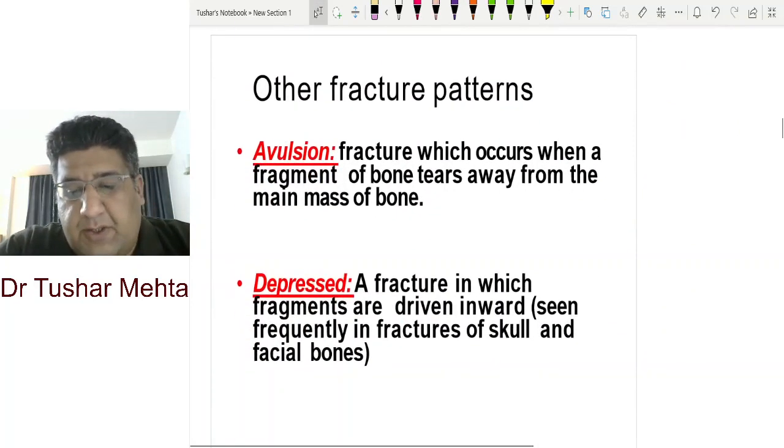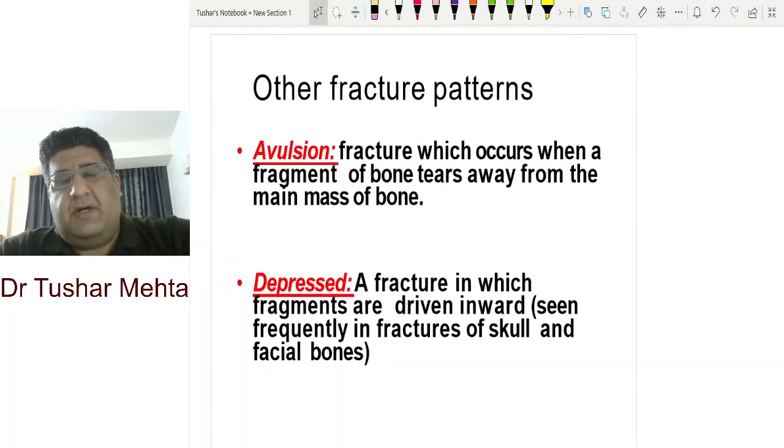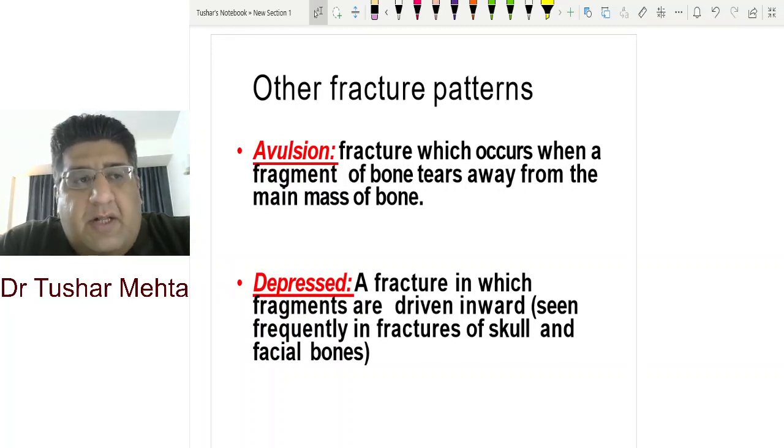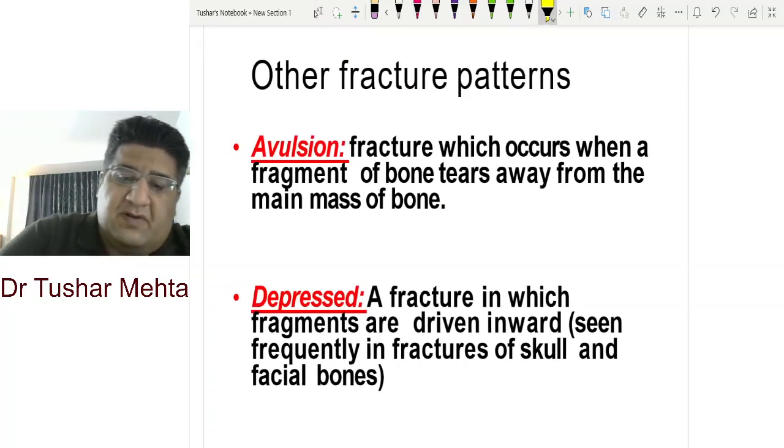Now, it's not that these are the only patterns. Are you able to understand my point? There are other patterns also. We have certain other patterns. Out of those other patterns, we have an avulsion fracture.